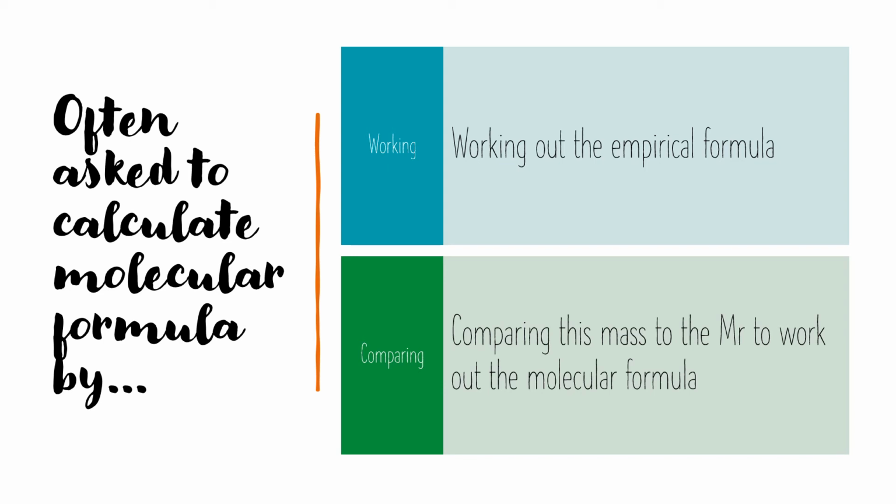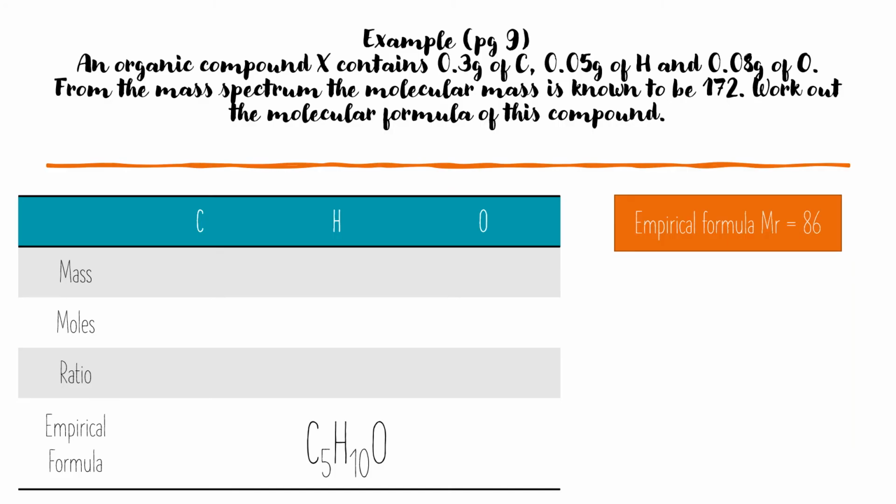So we're going to look at an example just at the bottom of the page here. Our example says, an organic compound X contains 0.3 grams of carbon, 0.05 grams of hydrogen, and 0.08 grams of oxygen. From the mass spectrum, the molecular mass is known to be 172. Work out the molecular formula of this compound.